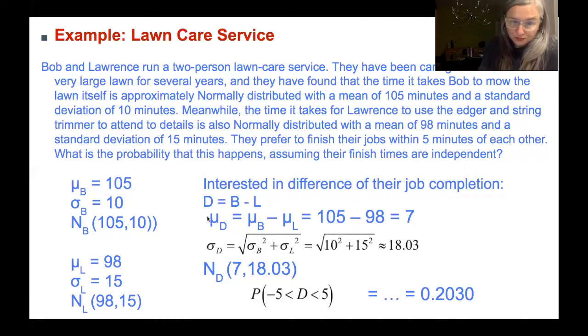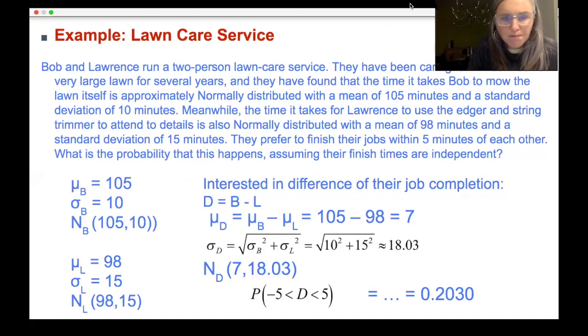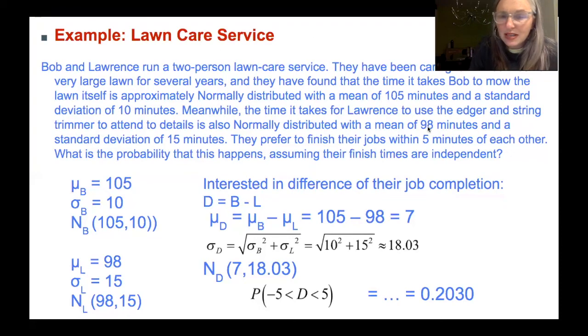In the means, I can just subtract them. It normally takes Bob 105 minutes, and it normally takes Lawrence 98 minutes. So I subtract, and it normally takes them a difference of 7 minutes. So it takes Bob a little longer than Lawrence normally. And the mean's not looking good, right? Because the mean is 7 minutes and they want to finish within 5 minutes of each other.